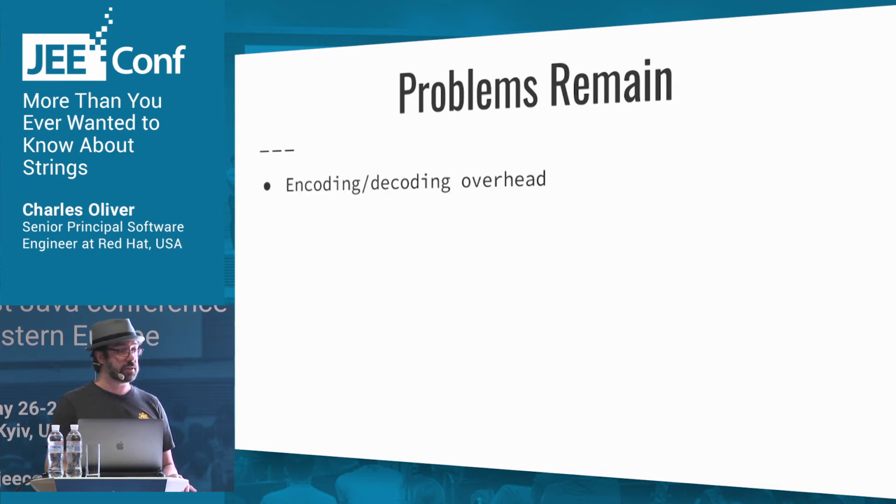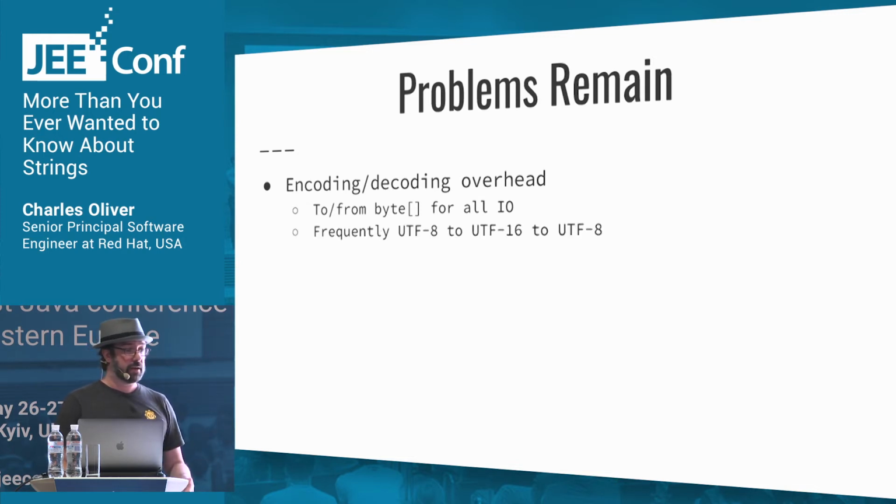So let's take a look at this. Every time we're dealing with character data from a system, a database, a file system, whatever, we're going to have to encode back and forth. So we have to read it in from bytes, turn it into Java characters, deal with it within the JVM, and then write it back out again. And this is frequently going UTF-8 characters from the system to UTF-16 in Java, and then UTF-16 back out to UTF-8 again. So it's all pure waste along the way.